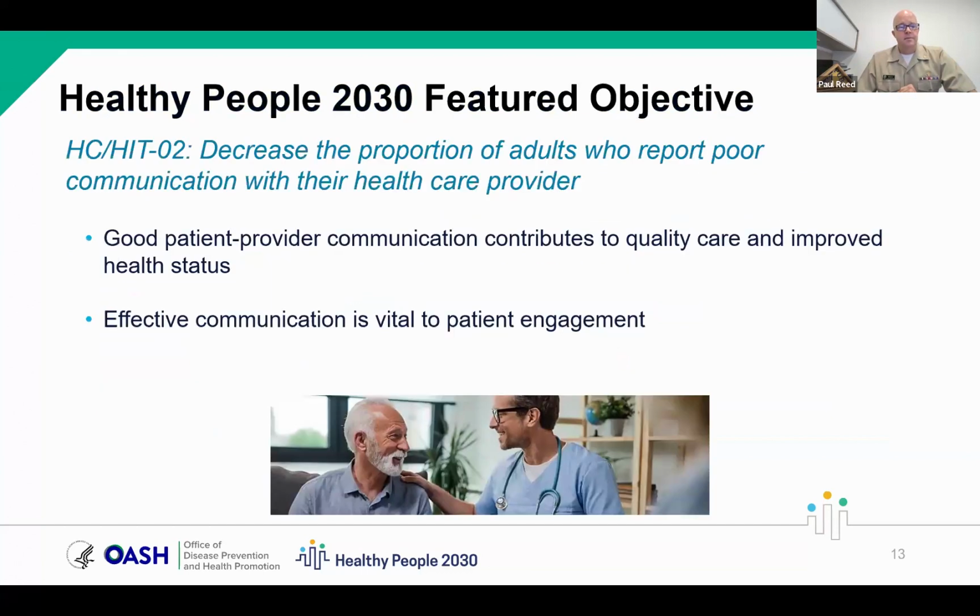And then the next slide, please. Now, there's a demonstrated correlation between effective patient-provider communication and improved outcomes, including patient experiences of care. And the Health Communication and Health Information Technology Objective, HCHIT2, tracks the proportion of adults who report poor patient and provider communication. And this is a composite measure that combines data on adults reporting that their healthcare providers sometimes or never listened carefully, provided understandable explanations, showed respect for what they had to say, and spent enough time with them.